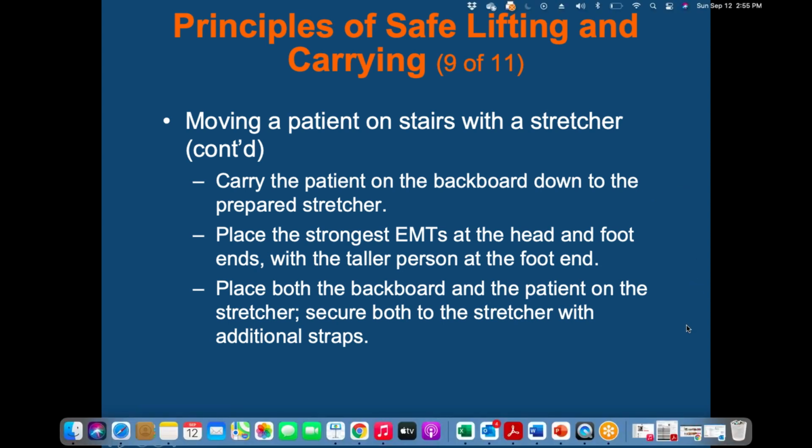You want to make sure you place the strongest EMT at the head and foot ends, with a taller person at the foot end. Place both the backboard and the patient on the stretcher, secure both to the stretcher with additional straps. When you're going down a flight of stairs or you're going down a hill, do not make it so the head is down first. That will cause the patient to actually vomit, which is something that you don't want to do, because then we really can't protect the airway.